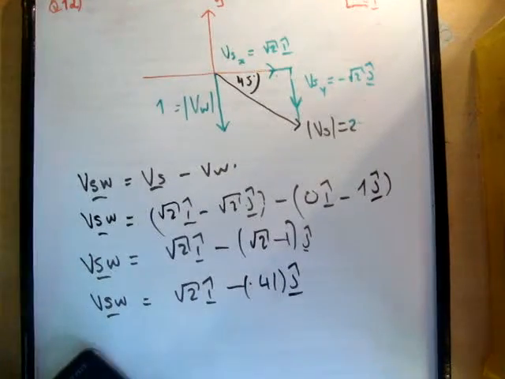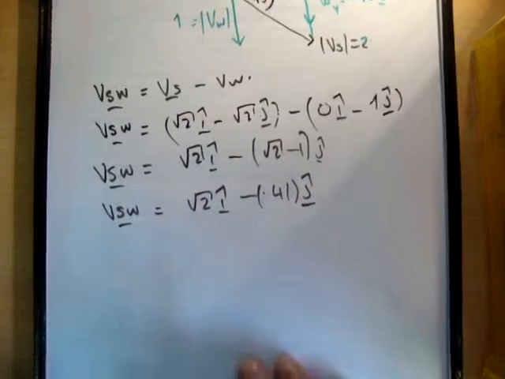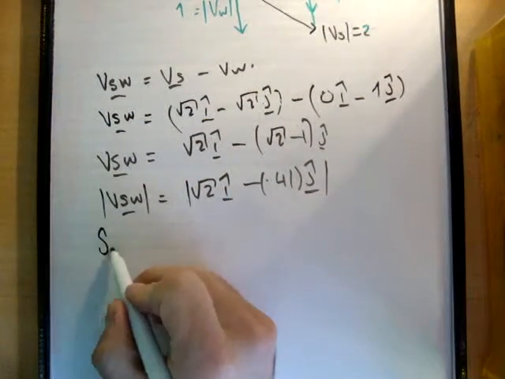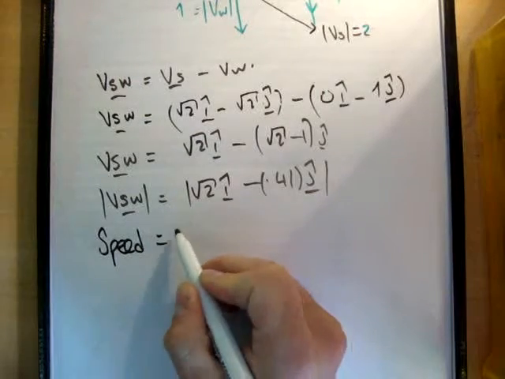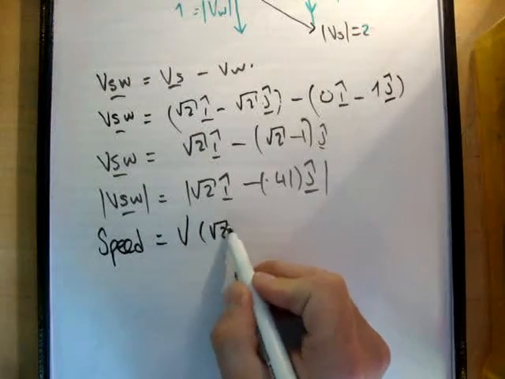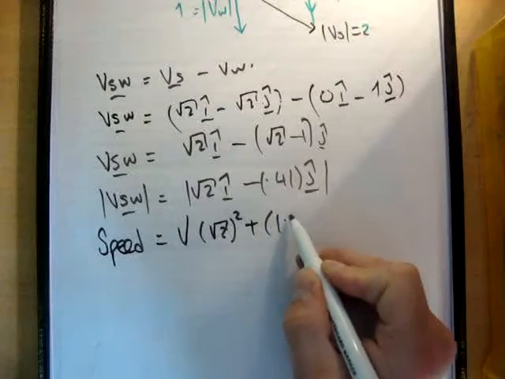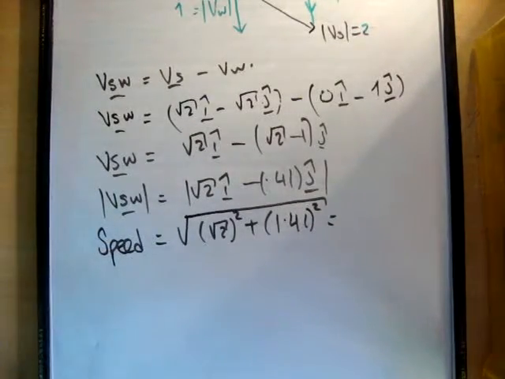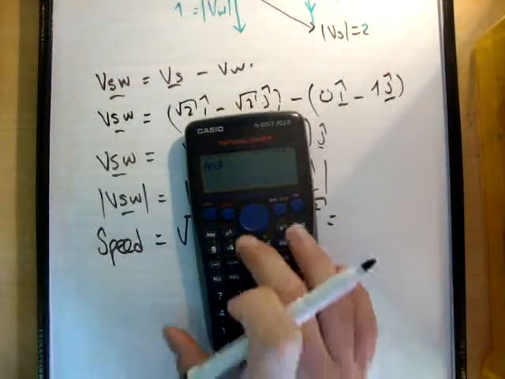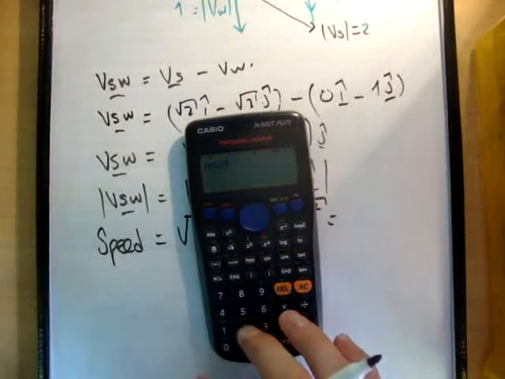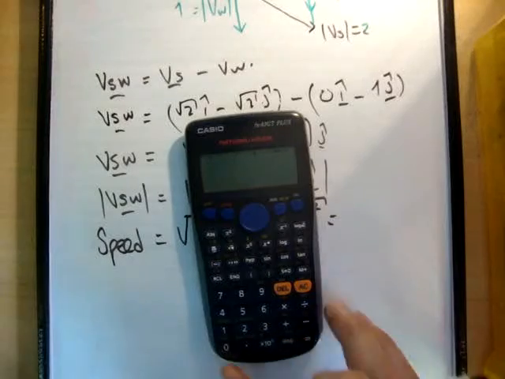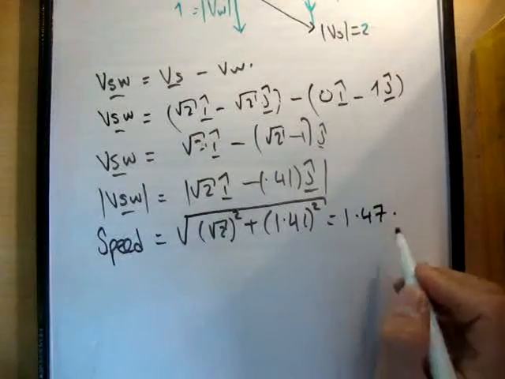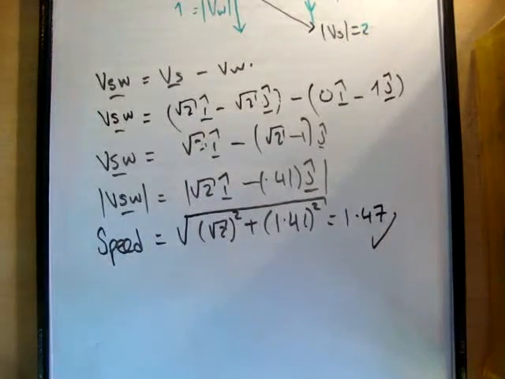So we want to get the speed, and the speed, of course, is the magnitude of the velocity. So the speed is equal to the square root of root 2 squared plus 1.41 squared. And that turns out to be 1.47. That's correct. So that wasn't too bad at all.